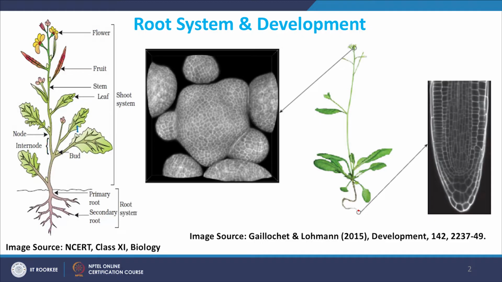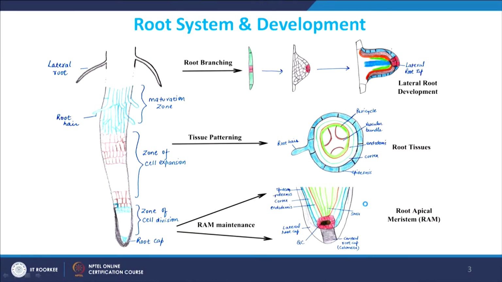And if you look at a closer view of the very tip of the plant at the shoot, this is a scanning electron micrograph picture of a growing shoot apical meristem, which is basically an inflorescence meristem. And at the very tip of the root, this structure is called the root apical meristem, which we will look at in detail. You have also seen this slide in one of the previous classes.